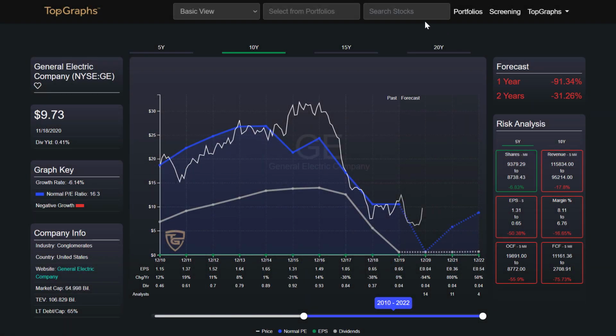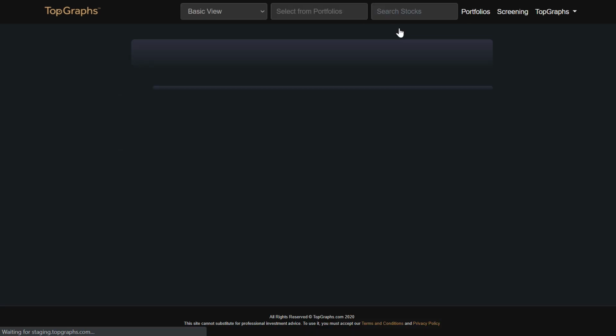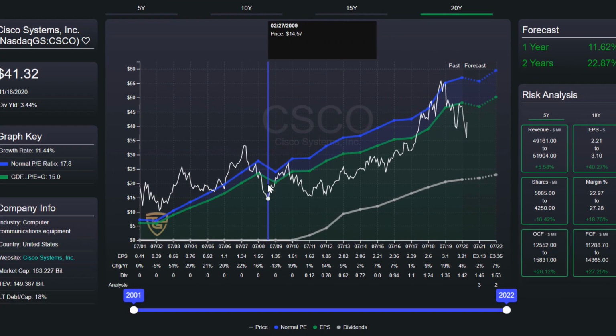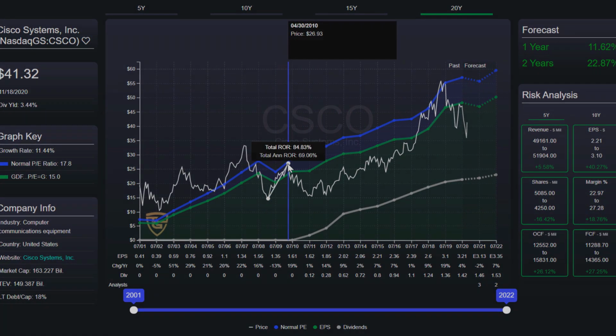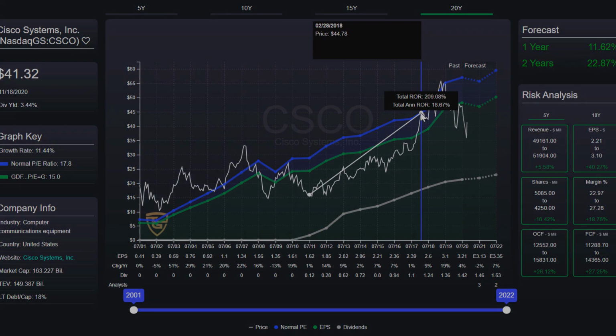To analyze a stock, you use the search field. Enter the stock you want to analyze. Now you can see at a glance whether the company is a good investment. And what you can see too, whenever Cisco Systems was undervalued, the price has returned to the fair value, to the blue line, and you could make great profits.